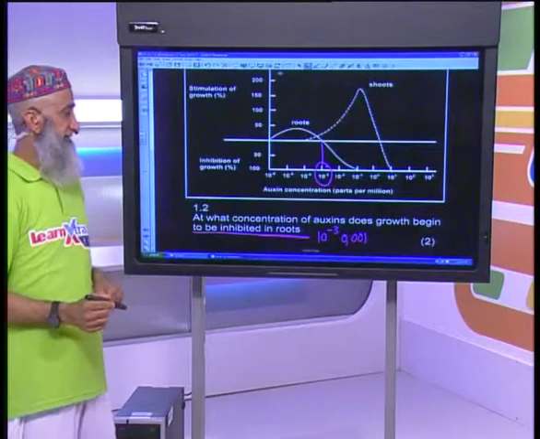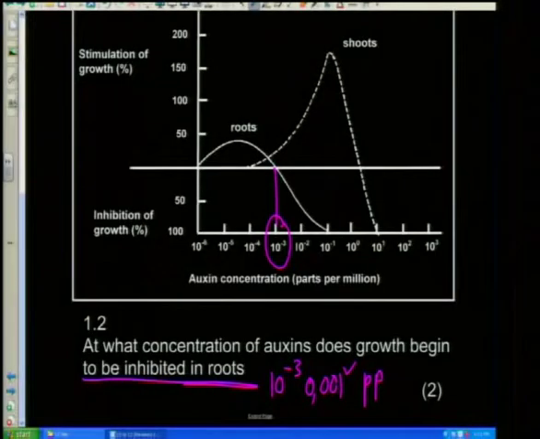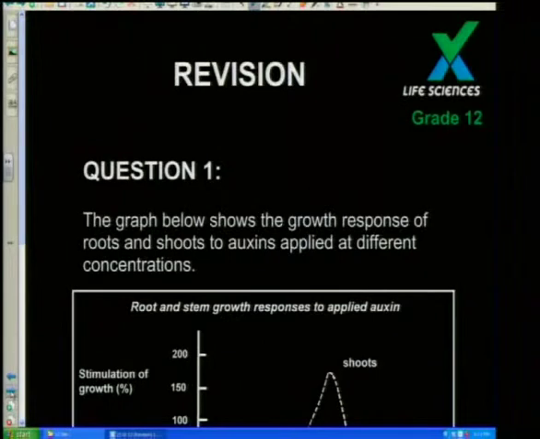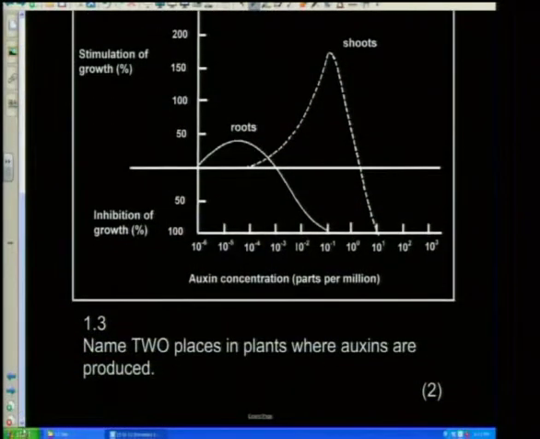Okay, and again, we're getting a mark for that, and again, parts per million. Units are important. That's the second mark. Very simple so far, guys. We're not even touching on the theory yet. Now we go to theory.